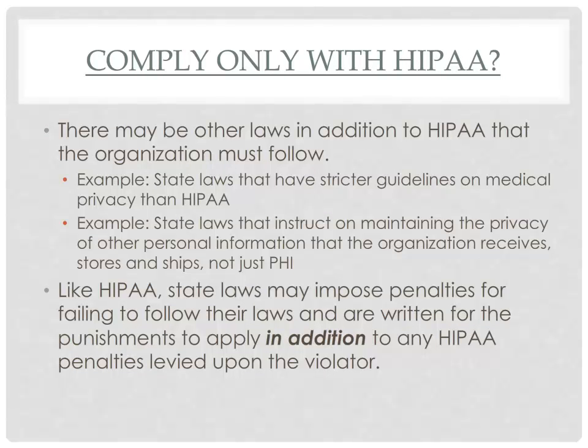There may be other laws in addition to HIPAA that the organization must follow. For example, there may be state laws that have guidelines on medical privacy that are stricter than HIPAA. There may also be state laws that instruct on maintaining the privacy of other types of personal information not covered by HIPAA, such as driver's license information. Like HIPAA, state laws may impose penalties for failing to follow their laws and are written for the punishments to apply on top of any penalties that HIPAA levies upon the violator.